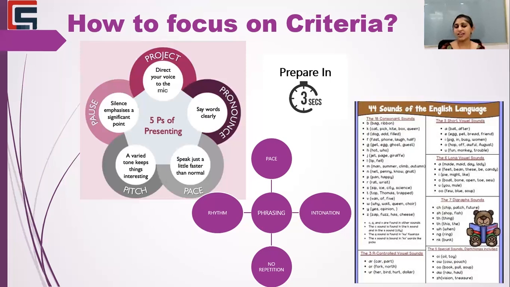Here we have 5 P's of presentation. You can also say these are 5 P's of speaking skills, or 5 P's to pronounce well or to maintain fluency. One is project. You need to have a very good focus on the words that you hear. If you are listening correctly, you'll be able to present correctly.